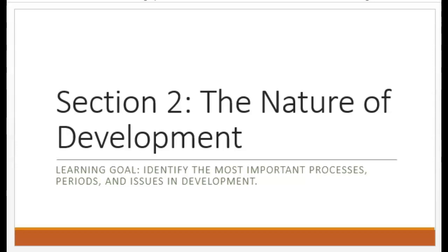Now let's talk about the nature of development. When discussing the characteristics of the lifespan perspective, we said that development occurs throughout the entire lifespan and includes multiple processes, periods, and issues. We're going to look more closely at those processes, periods, and issues.